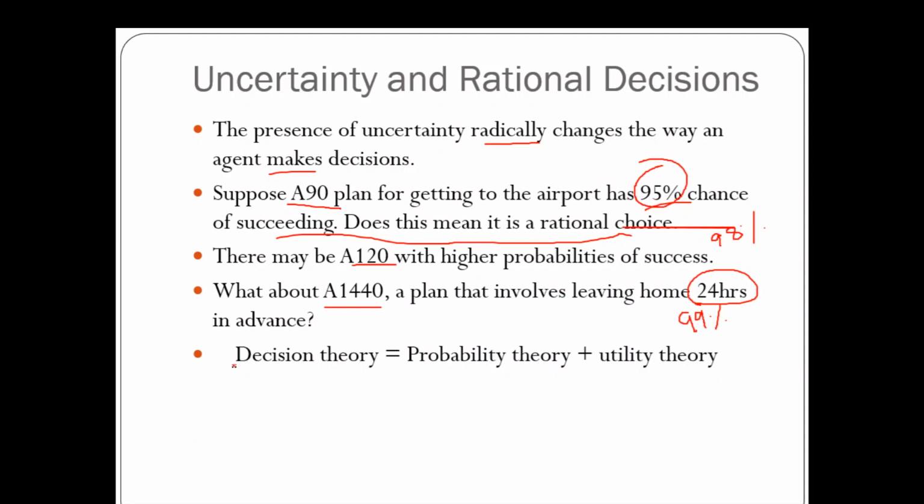So there is a field called decision theory, which is a combination of probability theory and utility theory. Here utility means the performance measures you want to achieve. So the performance measures you want to achieve, that is called utility. We combine both probability theory and utility theory, and as a result we get something called decision theory. Okay.